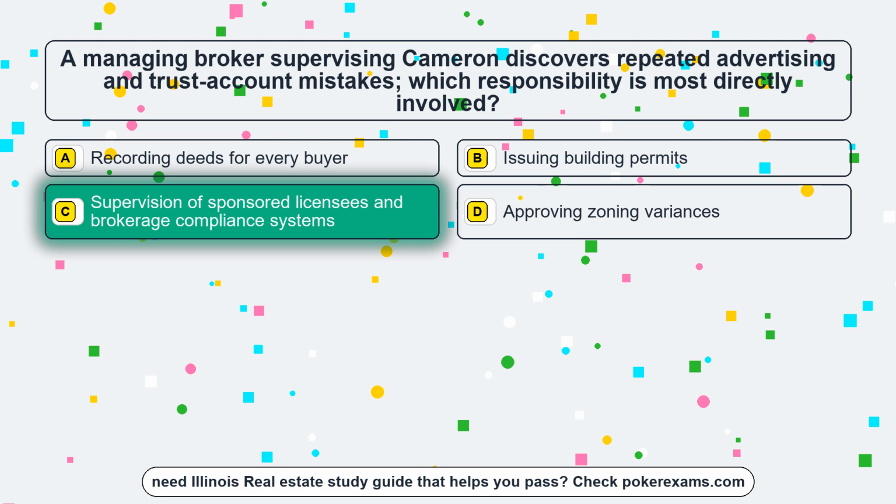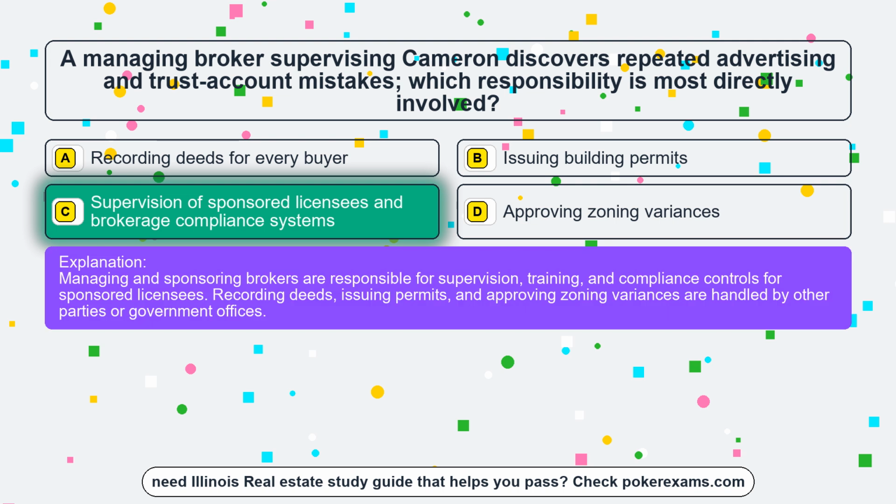The correct answer is option C, supervision of sponsored licensees and brokerage compliance systems. Managing and sponsoring brokers are responsible for supervision, training, and compliance controls for sponsored licensees. Recording deeds, issuing permits, and approving zoning variances are handled by other parties or government offices.